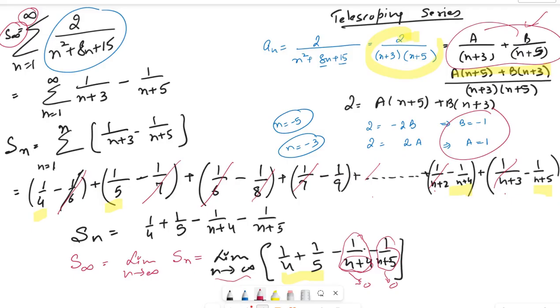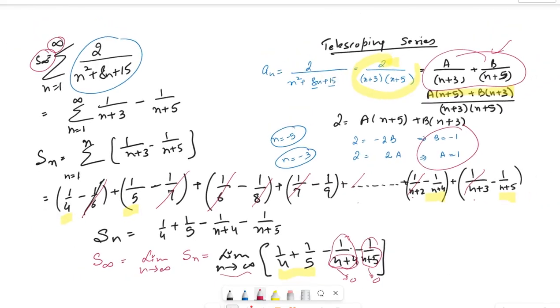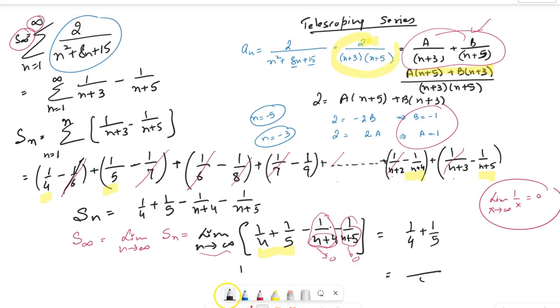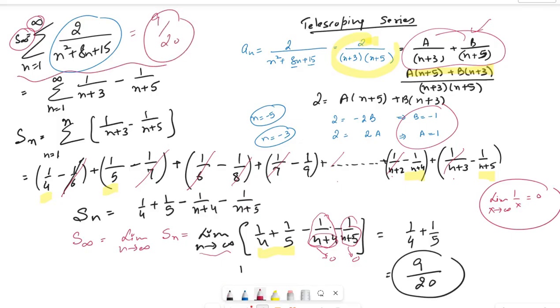You remember from limits, the limit as x approaches infinity of 1 by x is 0. That is what I'm using, that both these limits approach 0. So my final answer should be 1 by 4 plus 1 by 5, 9 over 20. Okay, so what we are concluding is our given series converges to 9 by 20.